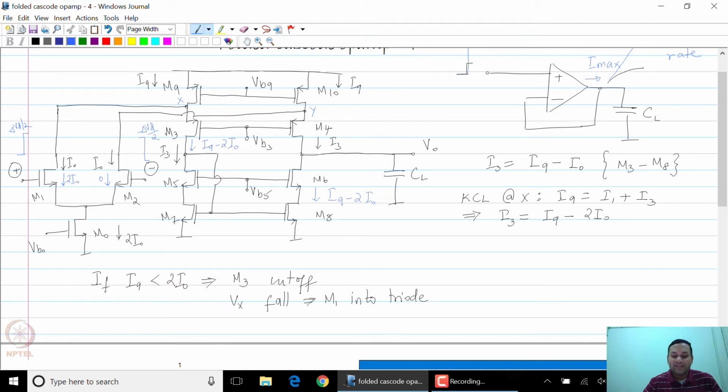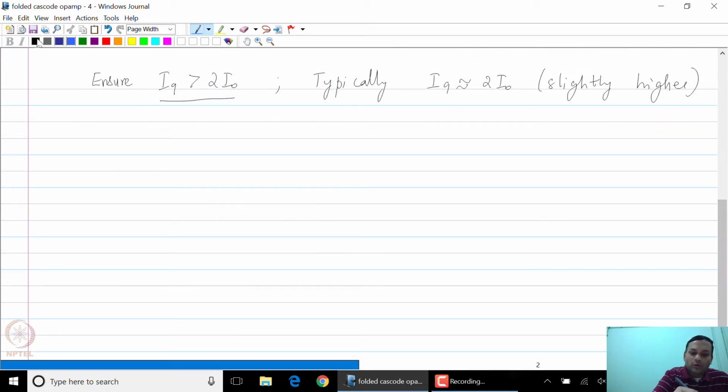Now what happens to the other path? M2 is clearly cut off. Therefore, the current I9 now completely flows through M4 and M10. There is no current I0 that is being pulled out of Y into the input stage. So this current is 0. Now this means that a current 2I0 flows through the load capacitance, and therefore the slew rate is equal to 2I0 over CL.